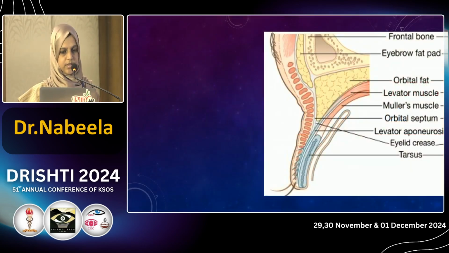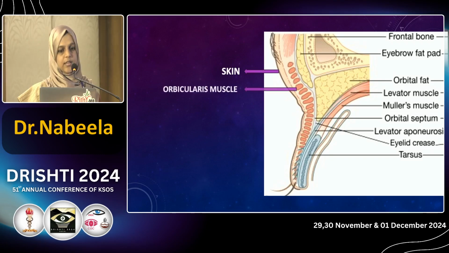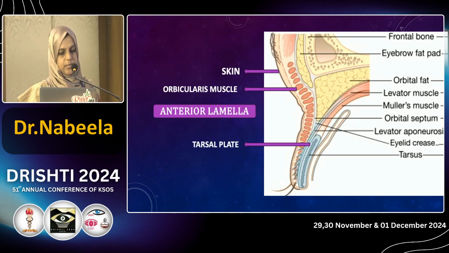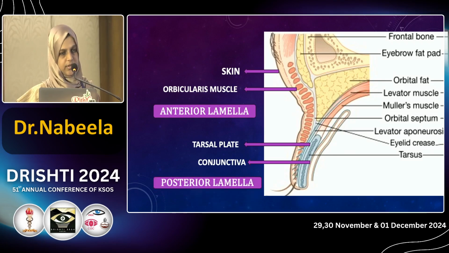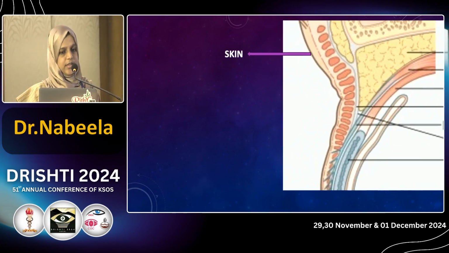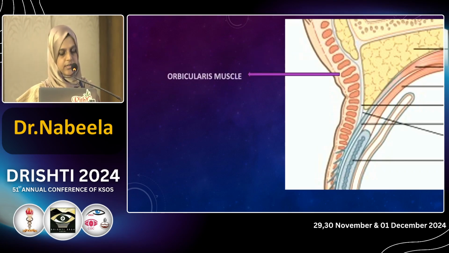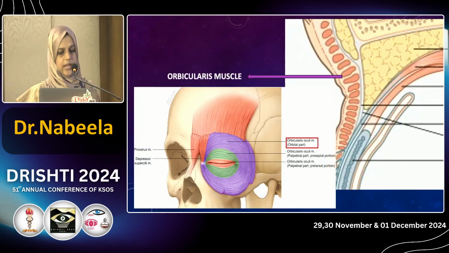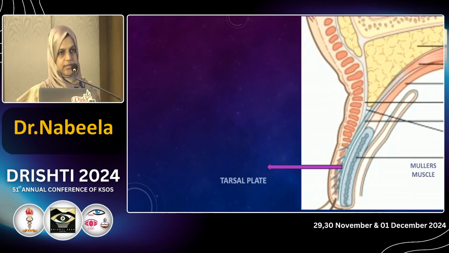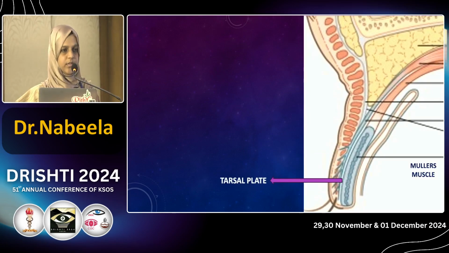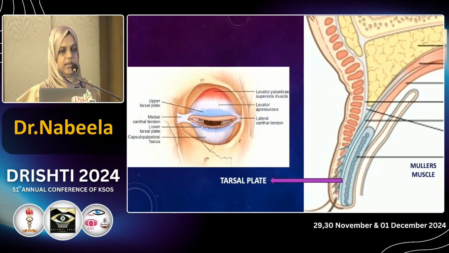Okay, so just brushing through, you have the outermost skin, then the underlying orbicularis constituting the anterior lamella, then coming the tarsal plate and the conjunctiva constituting the posterior lamella. The peculiarity of the eyelid skin is that there is no subcutaneous fat and it is the thinnest layer of the body skin. And the orbicularis is made up of an orbital part and a palpebral part. And then we have the tarsal plate, which is responsible for the structural integrity of the eyelids, and it is attached on either side to the periosteum by the medial and the lateral canthal tendons.